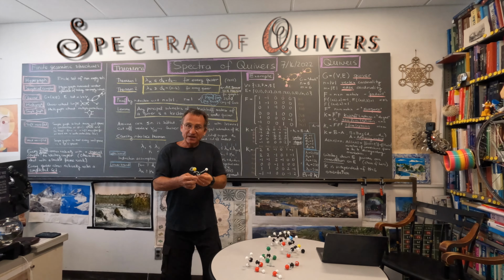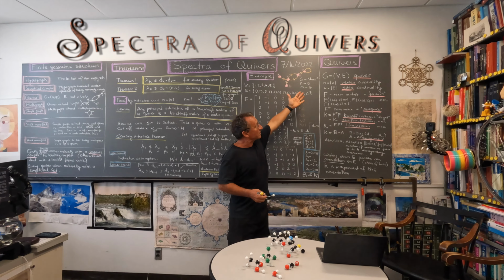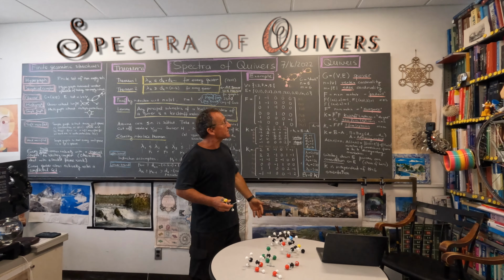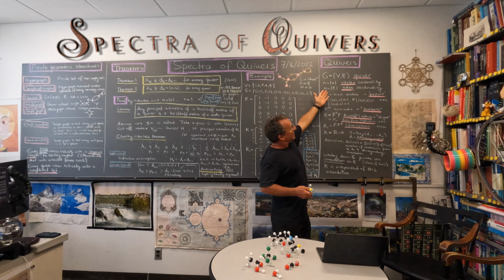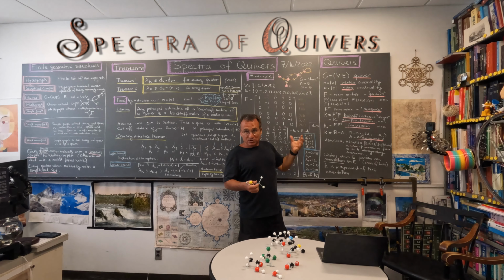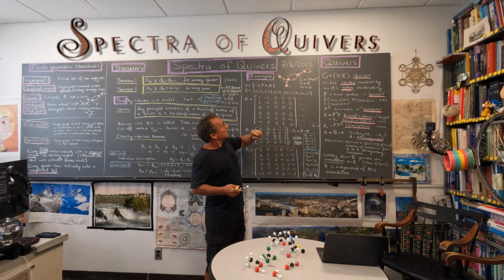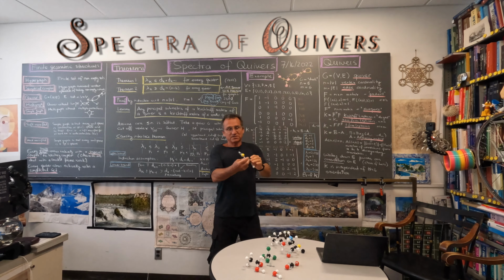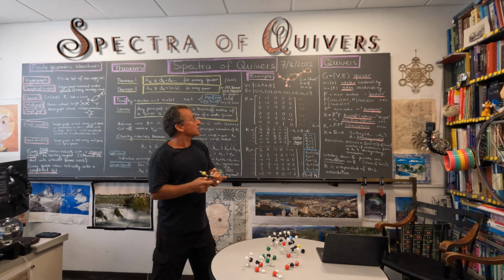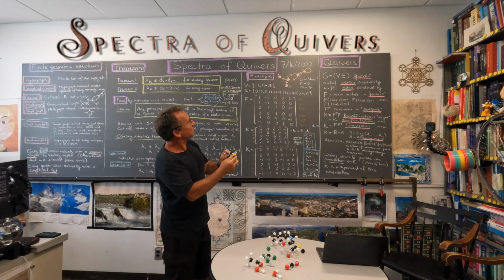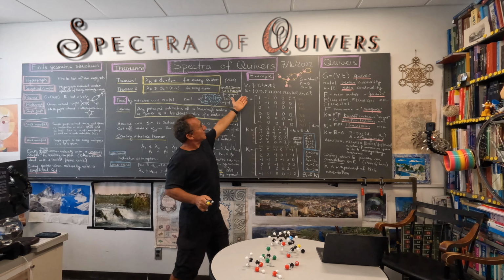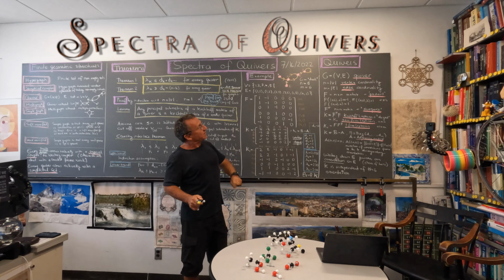What we have here is finitely many vertices, n vertices. We have m edges, and these edges can also be multiple connections like here. So 1, 2 appears twice here. So this is a double connection, and then we have also a loop, a self-loop here. So this is an example of a quiver.